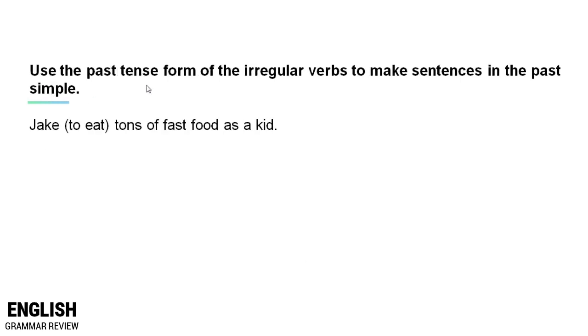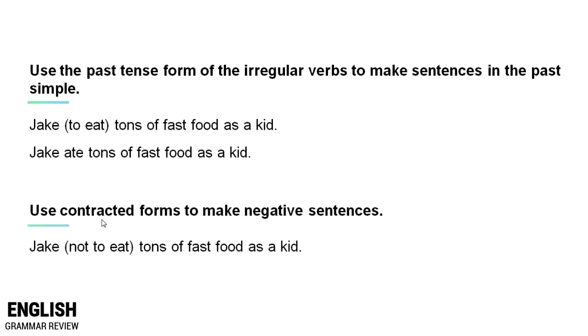Note that we use past tense form of the irregular verbs to make sentences in the past simple. Read the following sentence and change the irregular verb into the past simple. Jake to eat tons of fast food as a kid. Jake ate tons of fast food as a kid.